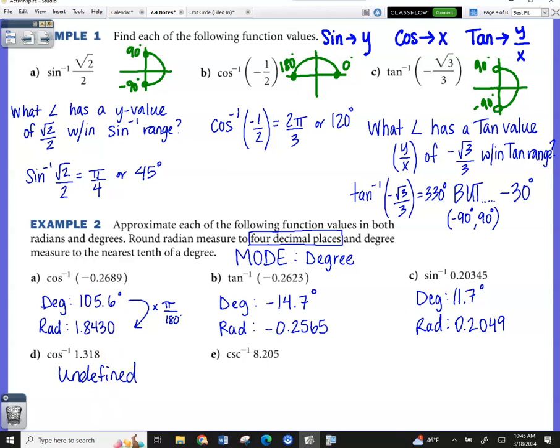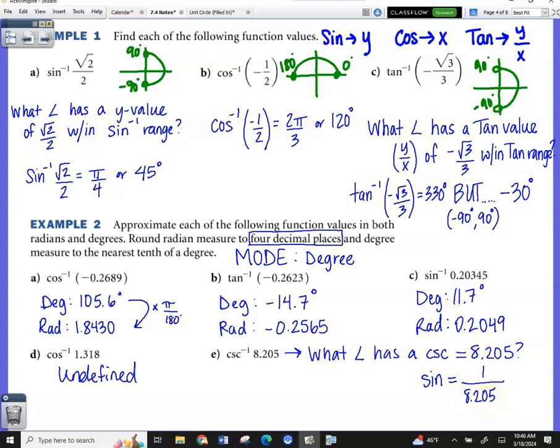E, if you need help with E, you would ask yourself, what angle has a cosecant that's equal to 8.205? What does cosecant mean, y'all? 1 over sine. Well, I don't want to write 1 over sine because then in my calculator I have to do 1 divide sine. So I can instead put this as 1 over 8.205. Now that's just one way to do it.